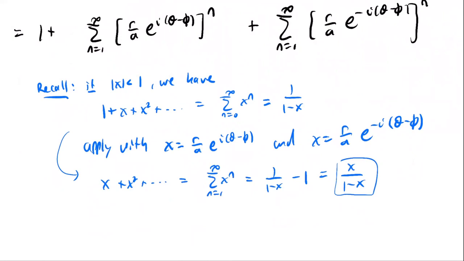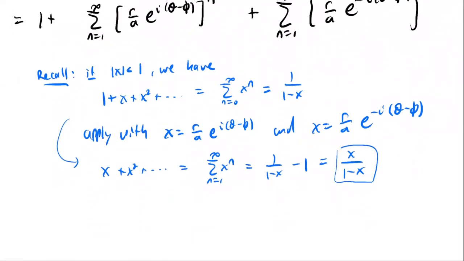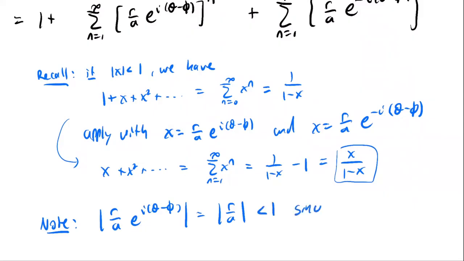In order for this to be valid, we need to check that the absolute value of the term being summed is less than 1. Well, that's easy to check here. Notice that if I look at the absolute value of r over a times e to the i (theta minus phi), this is just equal to the absolute value of r over a, since the complex absolute value of an exponential is just 1. But this is less than 1 because r is less than a inside the domain.